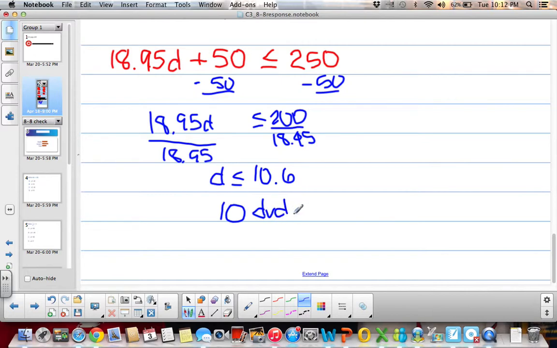So 10 DVDs. So if we do $18.95 times 10, we get $189.50. And then if we take 250 minus $189.50, we would have $60.50 left over if we bought 10 DVDs. Obviously, the fewer DVDs we buy, the more money we'll have left over.